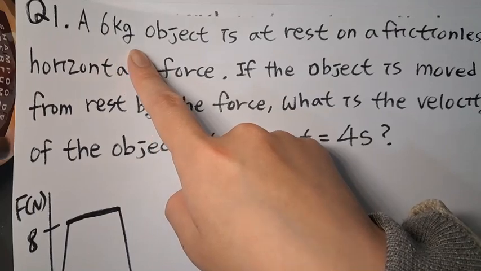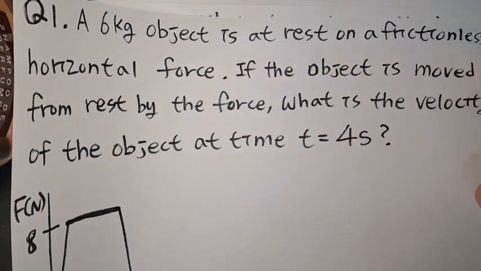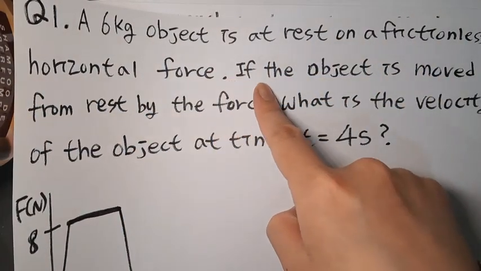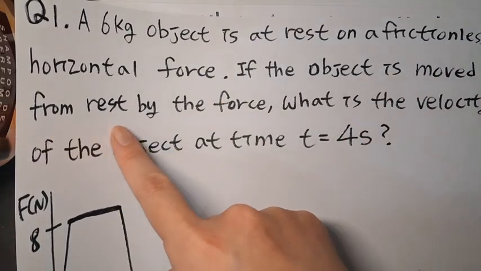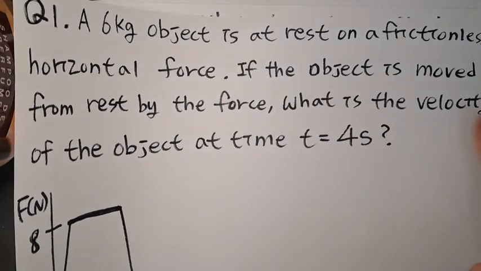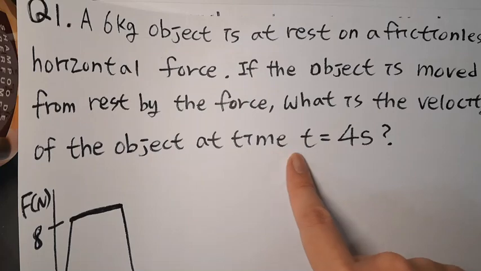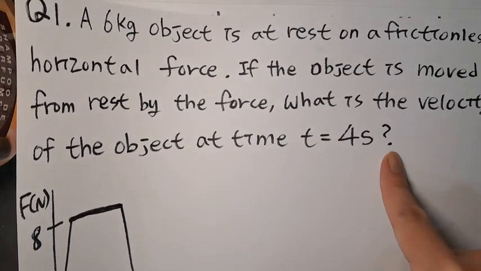A 6 kg object is at rest on a frictionless horizontal surface. If the object is moved from rest by the force, what's the velocity of the object at time t in meters per second?